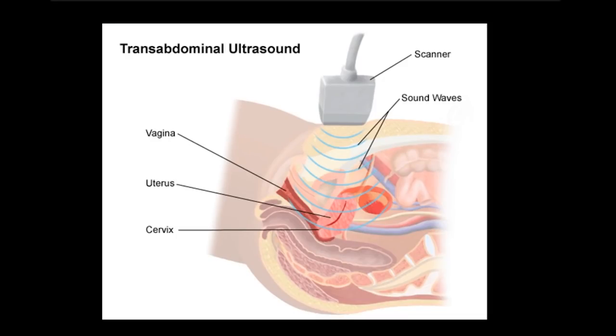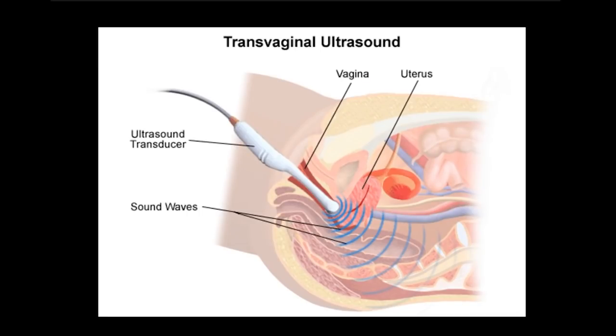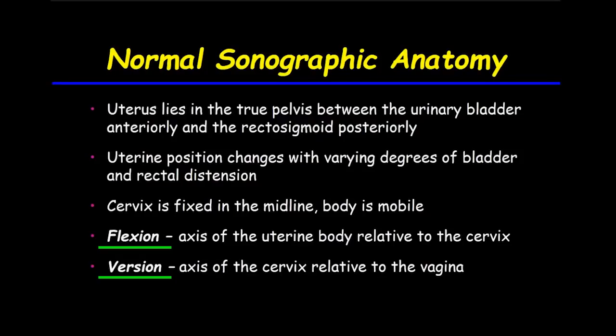This is a picture demonstrating the transabdominal approach to pelvic ultrasound, utilizing the urinary bladder as an acoustic window. This is a picture demonstrating the transvaginal approach to pelvic ultrasound. The uterus lies in the true pelvis between the urinary bladder anteriorly and the rectosigmoid posteriorly. However, uterine position can change with varying degrees of bladder and rectal distension. The cervix remains fixed in the midline, but the body is mobile.